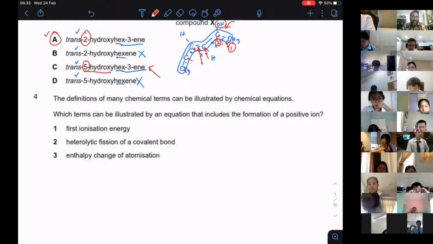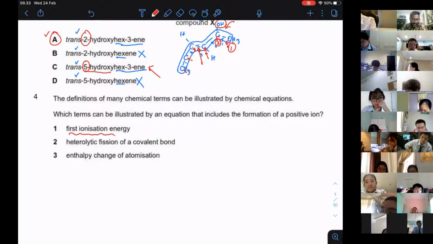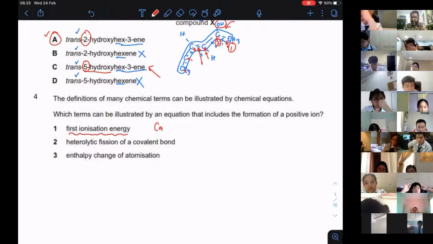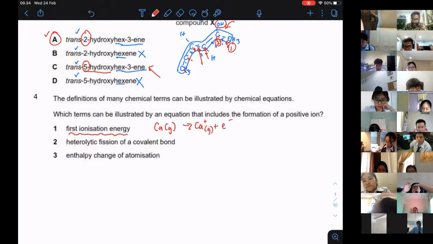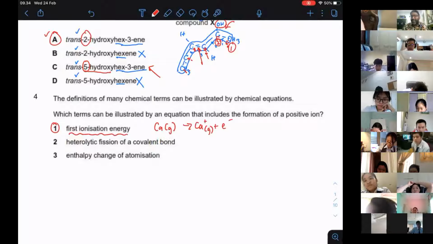Now, the definition of many chemical terms can be illustrated by chemical equations. Which term can be illustrated by an equation that includes the formation of a positive ion? So you want to form a positive ion. Now, first ionization energy. What is first ionization energy? For example, the first ionization energy of calcium must be Ca gas changing into Ca+ gas plus an electron. You can see it's a formation of a positive ion, so it's going to be correct. But do remember, this is a different chapter. It must be in gaseous form.